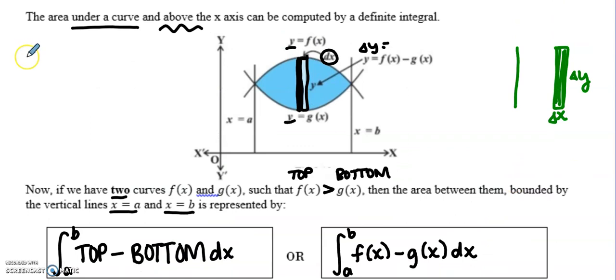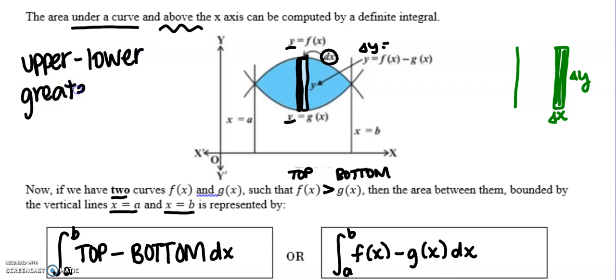Another way that some students like to think about this is upper minus lower. Really what's happening though is this is greater minus lesser. Okay, so the bigger function minus the smaller function, right? Greater and lesser in terms of mathematics.